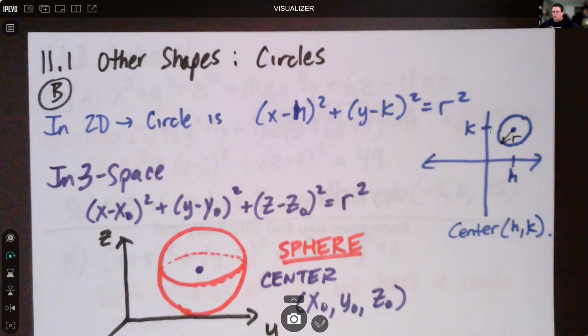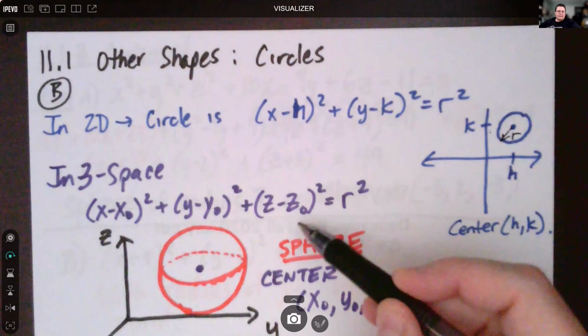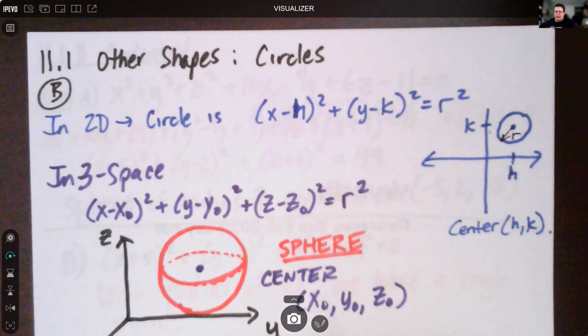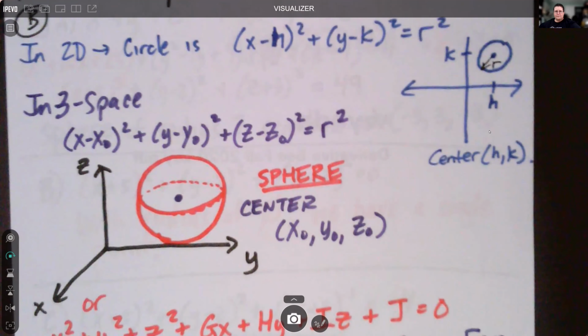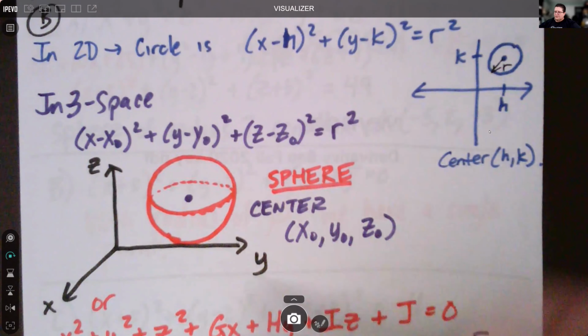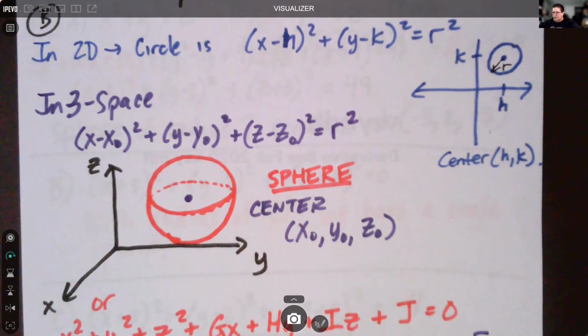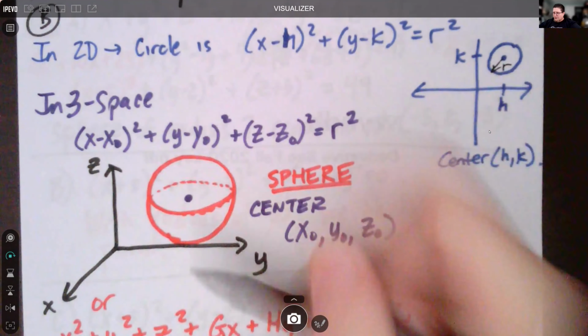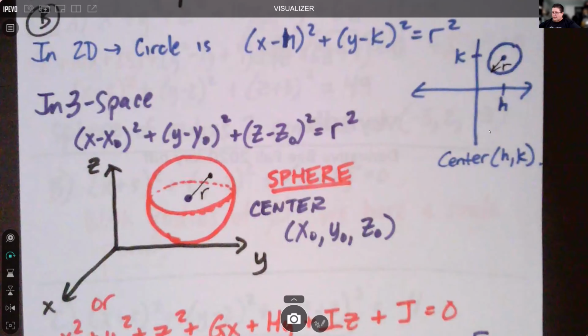In 3-space, all we're doing is extending that a little bit larger. We're adding in the (z minus z naught) squared. Rather than using h and k and coming up with a third letter, we're just going to use x naught, y naught, and z naught as the center of our sphere now. It's no longer a circle, it's a sphere. And the radius is again going from that center to anywhere on the sphere. So if this is coming to right here on the sphere, that is a radius r. When we have the spherical coordinates, we'll use a different letter for r, but that's what we've got for now.